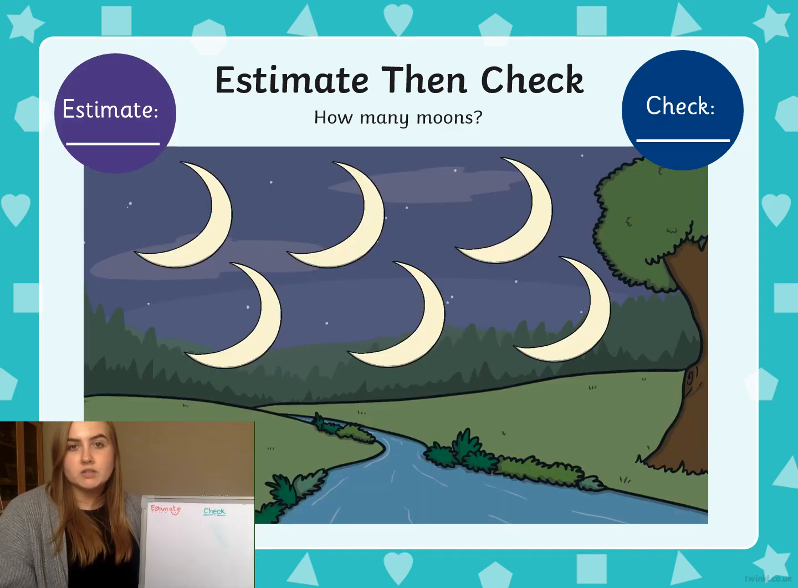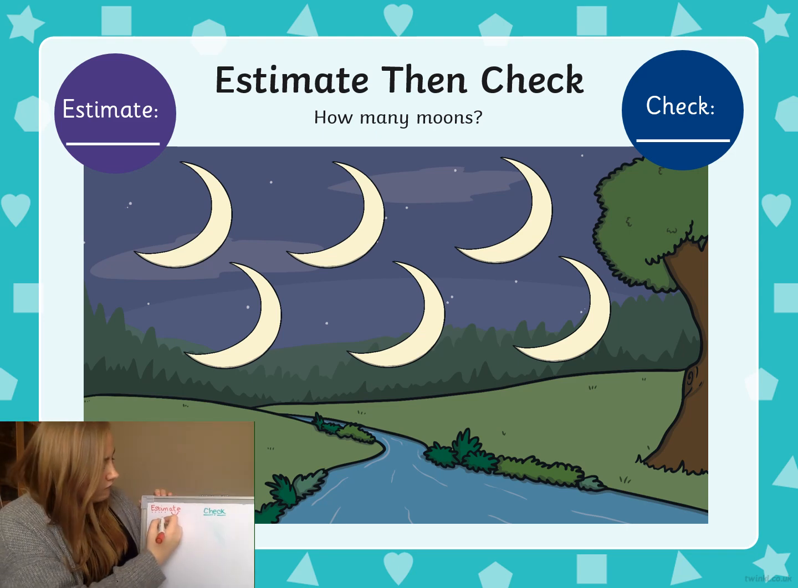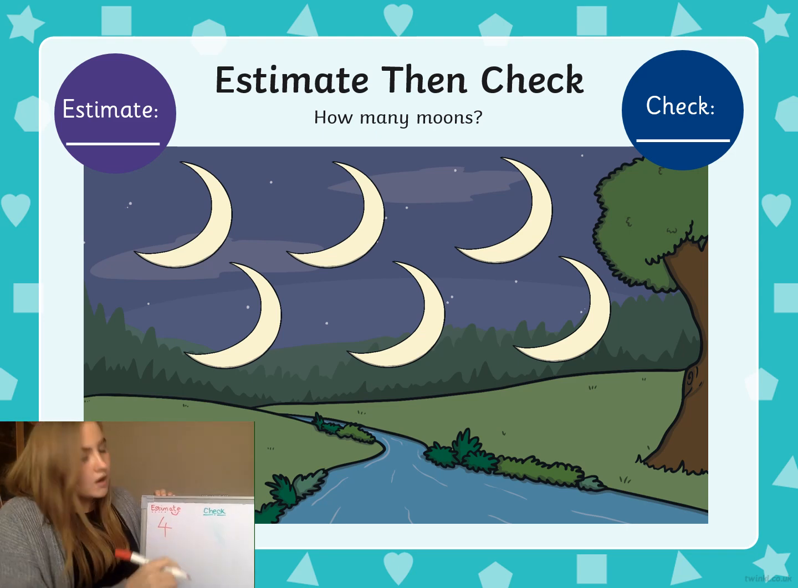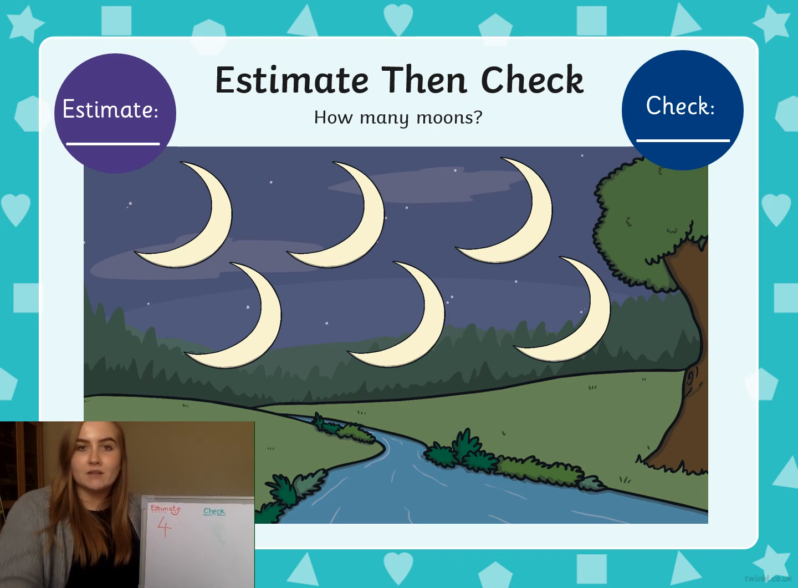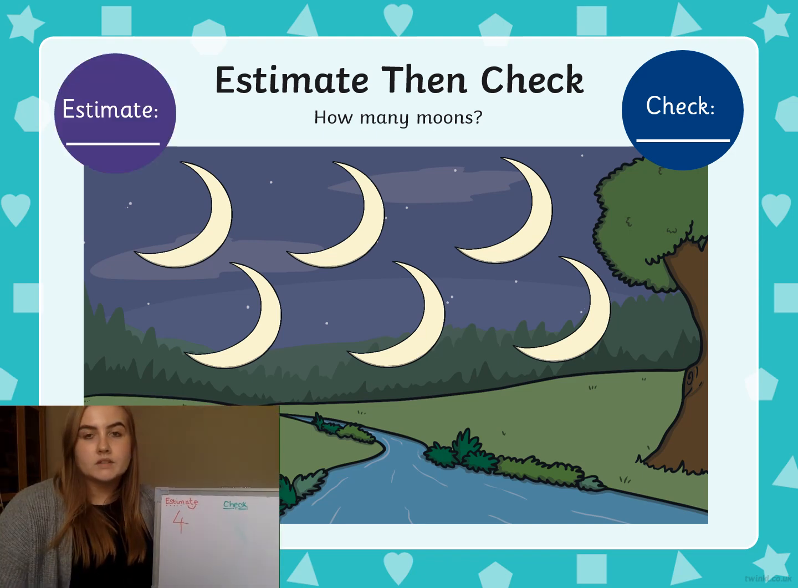Now we've got some pictures of some moons. Do not count them, just simply guess a number and tell me how many you think there are of the moons. I'm going to estimate that there are 4 moons. So afterwards we're going to check by counting them together. To check the real answer we need to count. So let's count how many moons there are together.